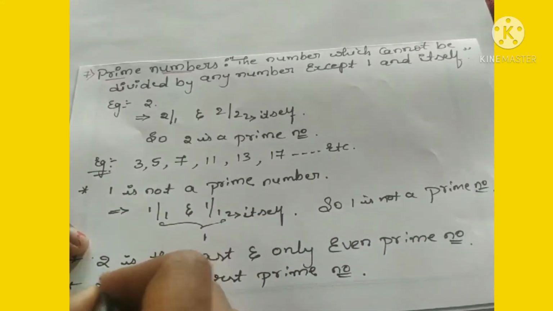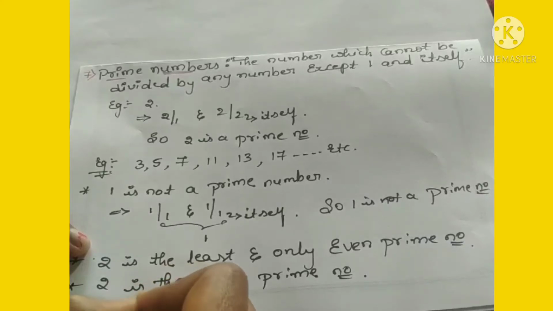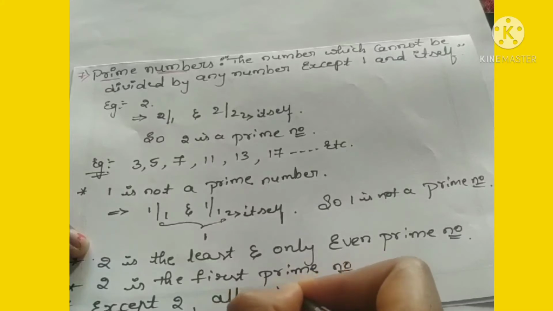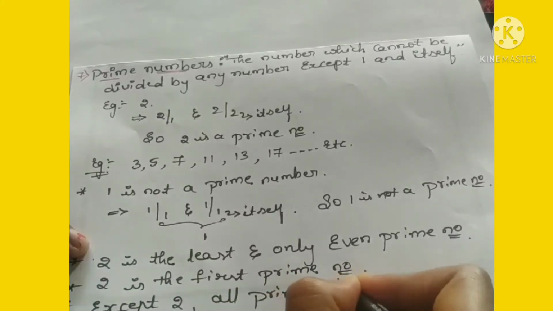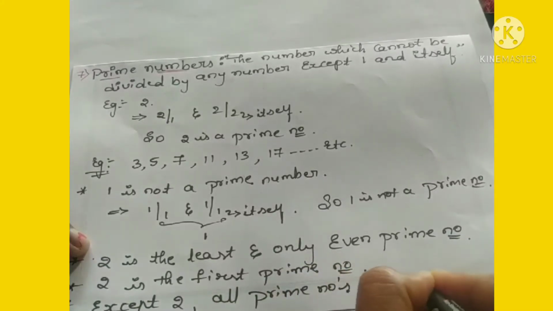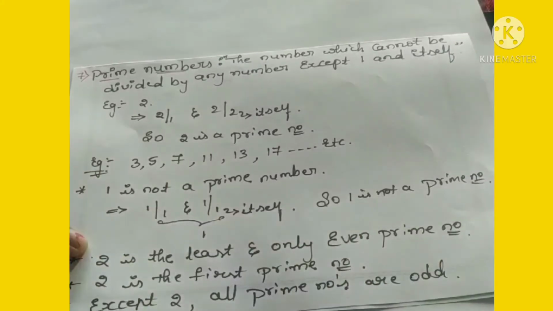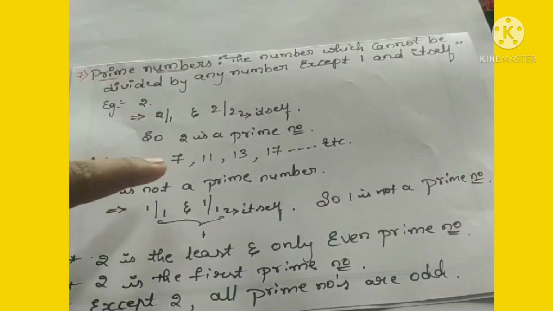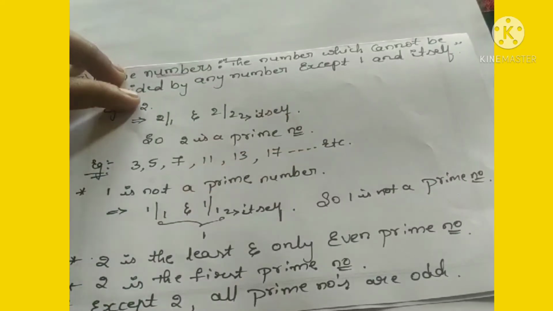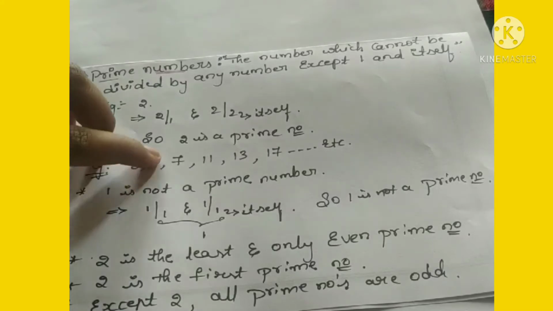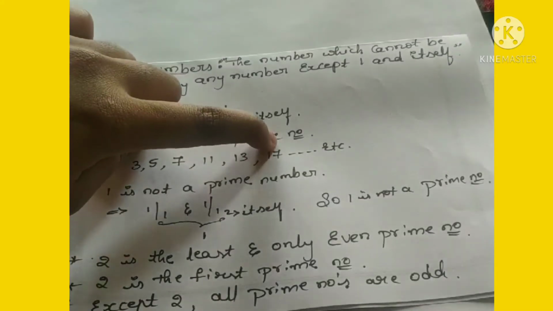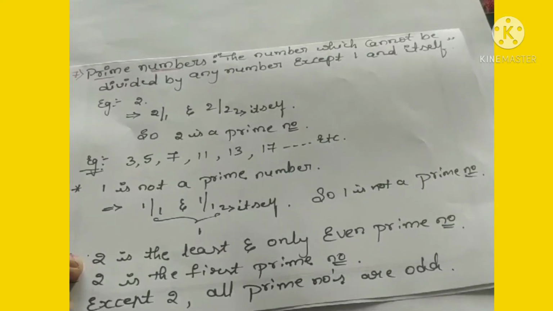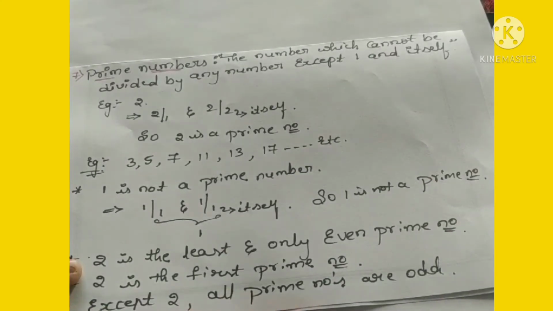One more important point is except 2, all prime numbers are odd. If you observe the above examples, except 2, all the prime numbers are odd only. 2 is an even prime number, but 3, 5, 7, 11, 13, 17 like this, these are the odd prime numbers. So we say that except 2, all prime numbers are odd.